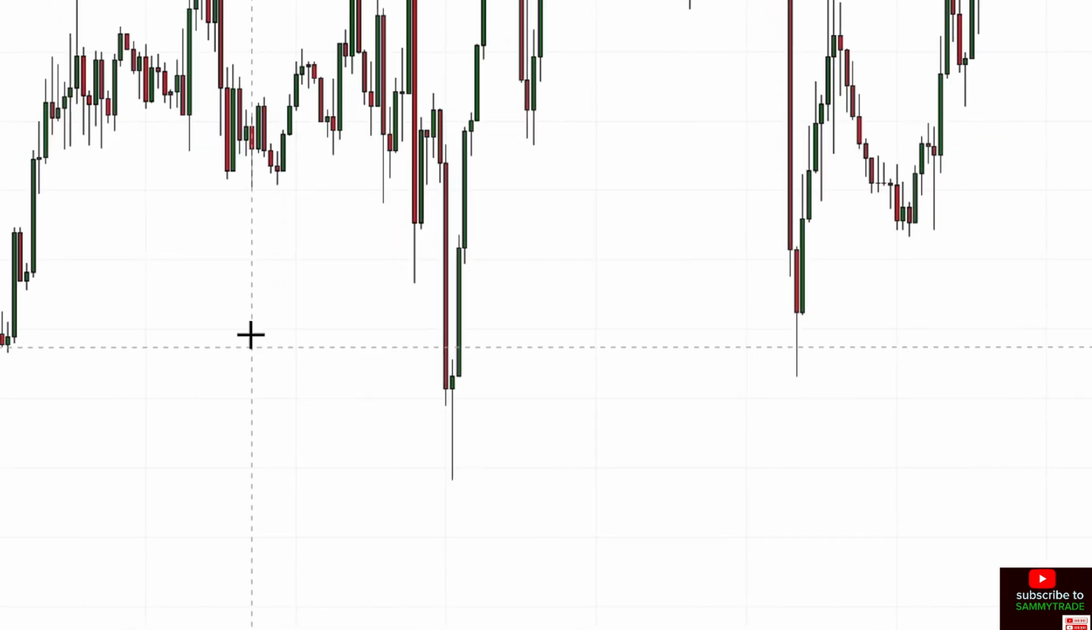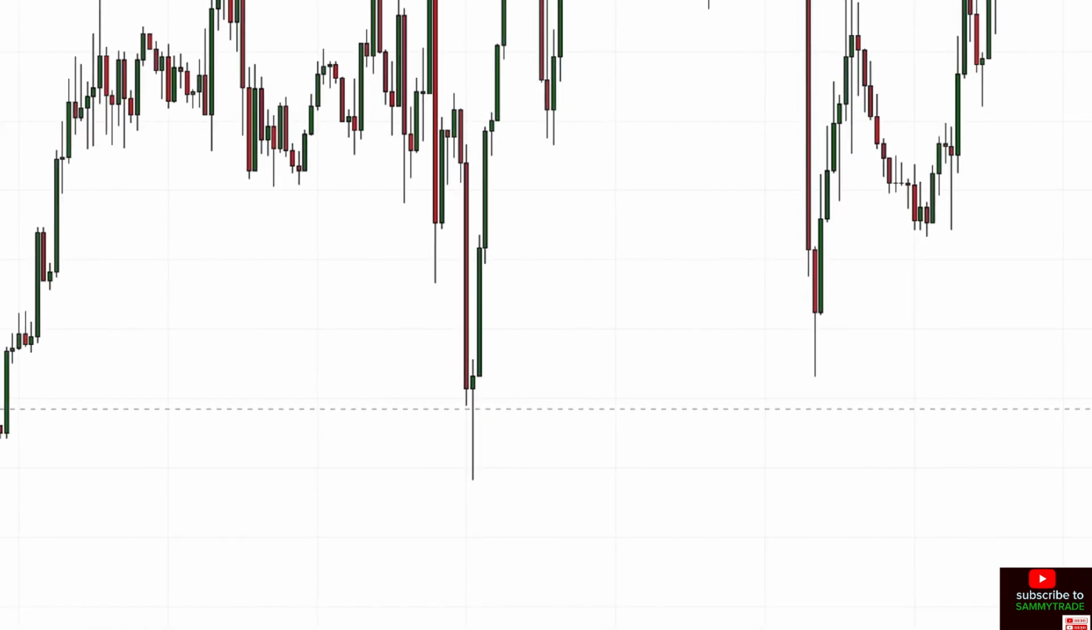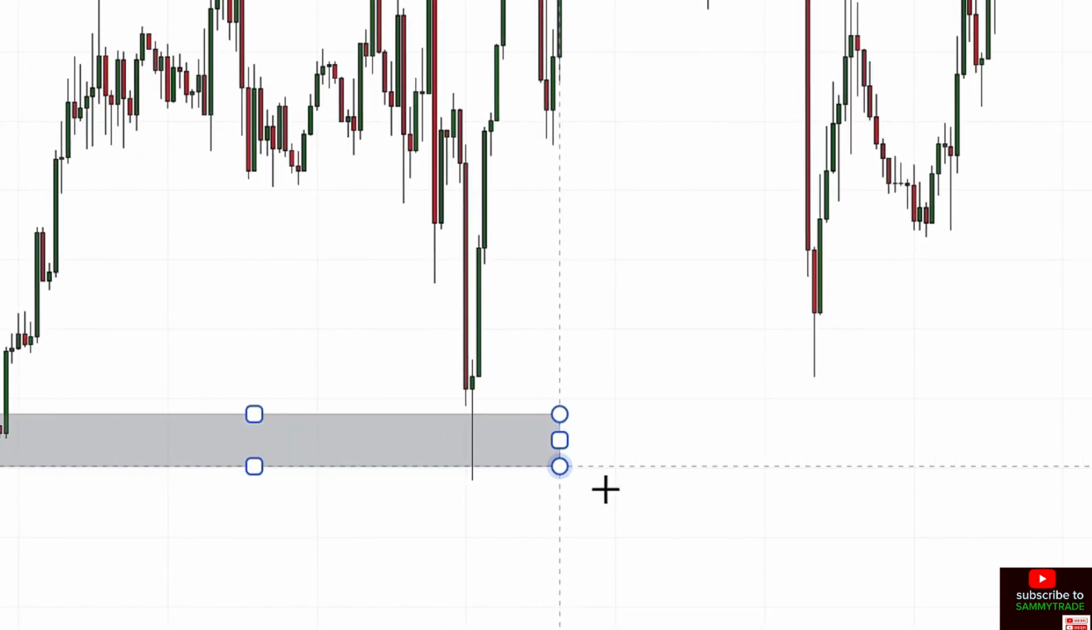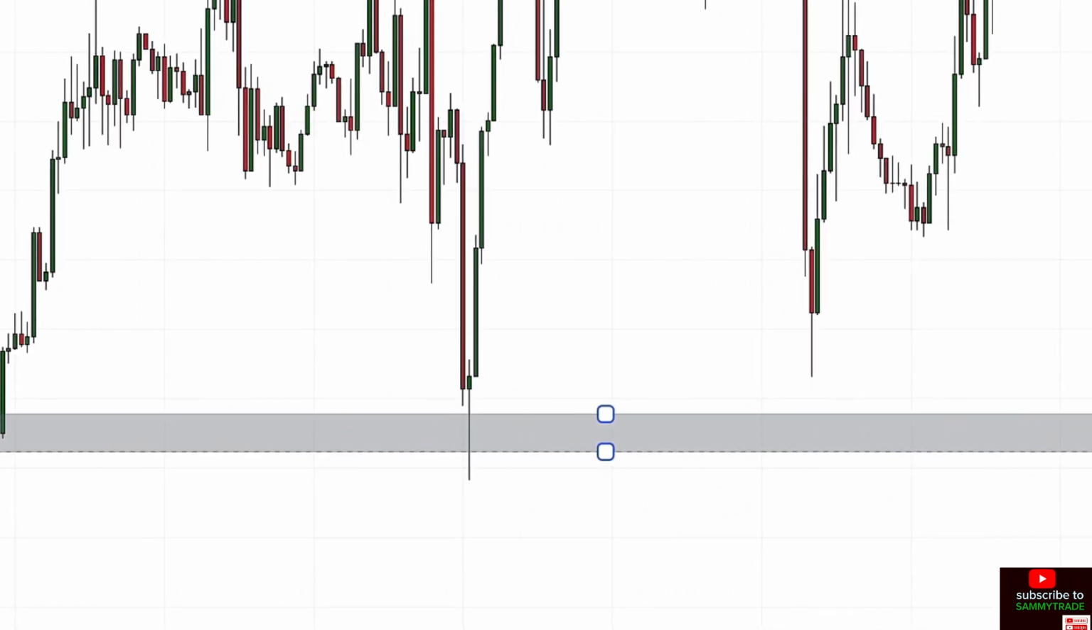So I'm looking out for this demand zone because it's a very strong one. It's a very strong demand zone right here. So I spotted it out just like this.